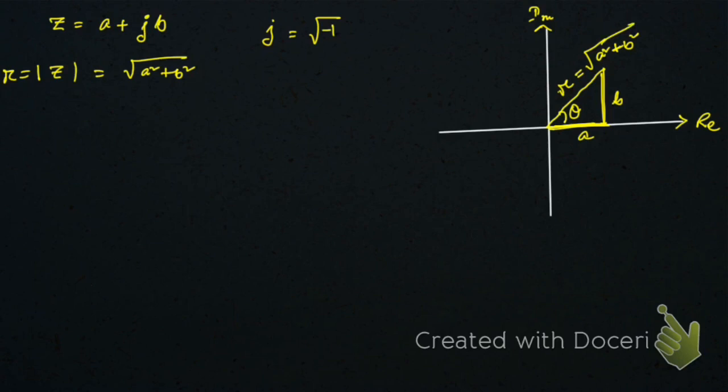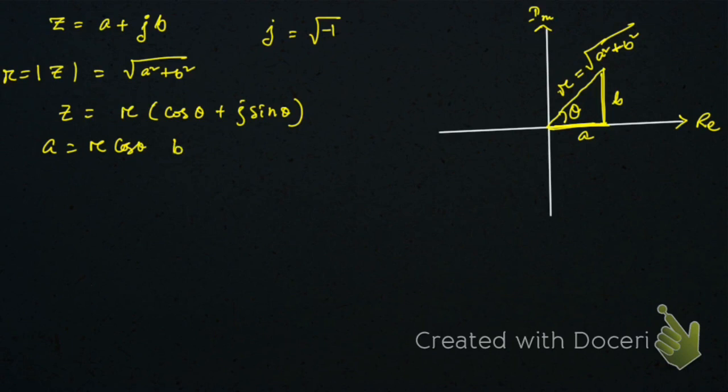Now if you express this in polar form, you can write z is equal to r times cos theta plus j sin theta, taking a is equal to r cos theta and b is equal to r sin theta. Squaring and adding these two, we will get r is equal to root over a squared plus b squared. Hope you have understood this.